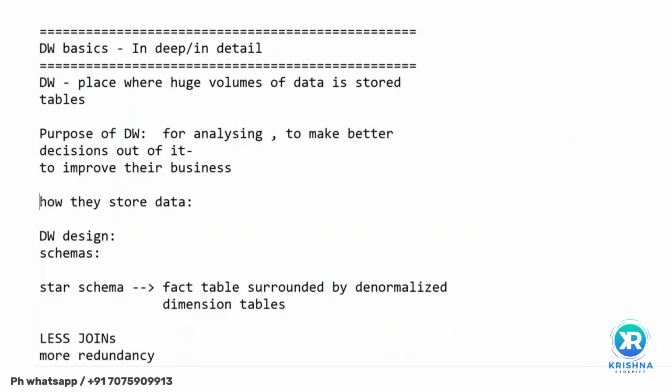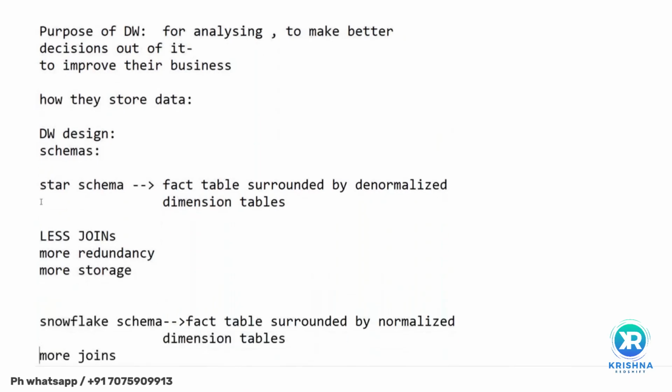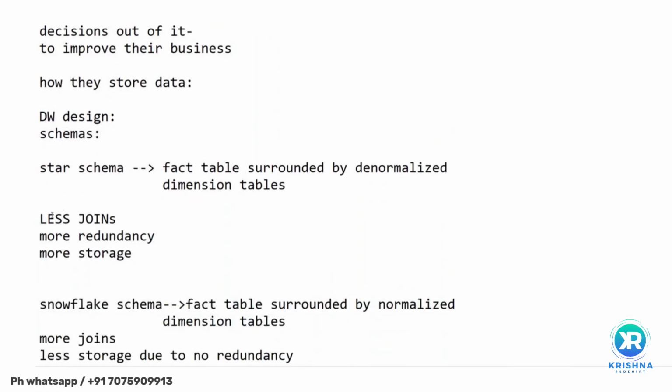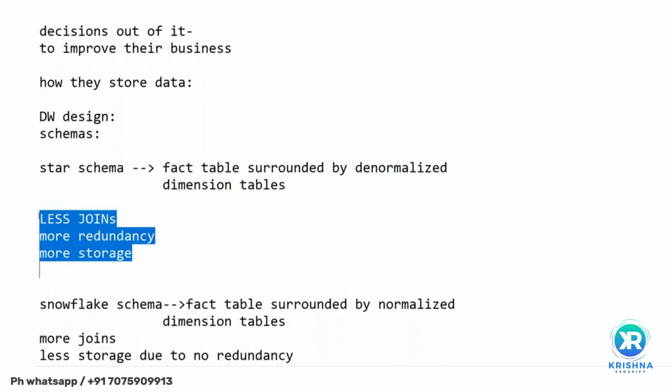In the case of star schema, you will have fewer joins because you are not further dividing the dimension tables. But you will have more redundancy, so it will generally occupy more storage. You got these three points, Prasad? Yes, sir. Because all the data will be in only one table, there is more redundancy, so it obviously occupies more storage.